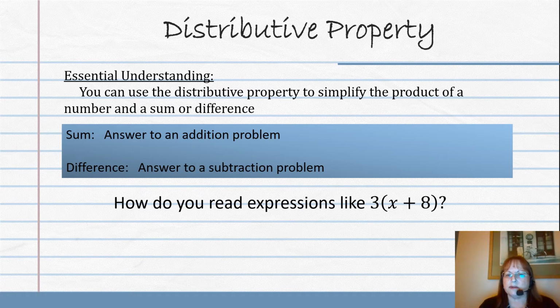And we're going to also look at how you can read expressions like 3 parentheses x plus 8 parentheses. You would read that as 3 times the sum of x plus 8 or 3 times the quantity x plus 8. Both of those are fine.